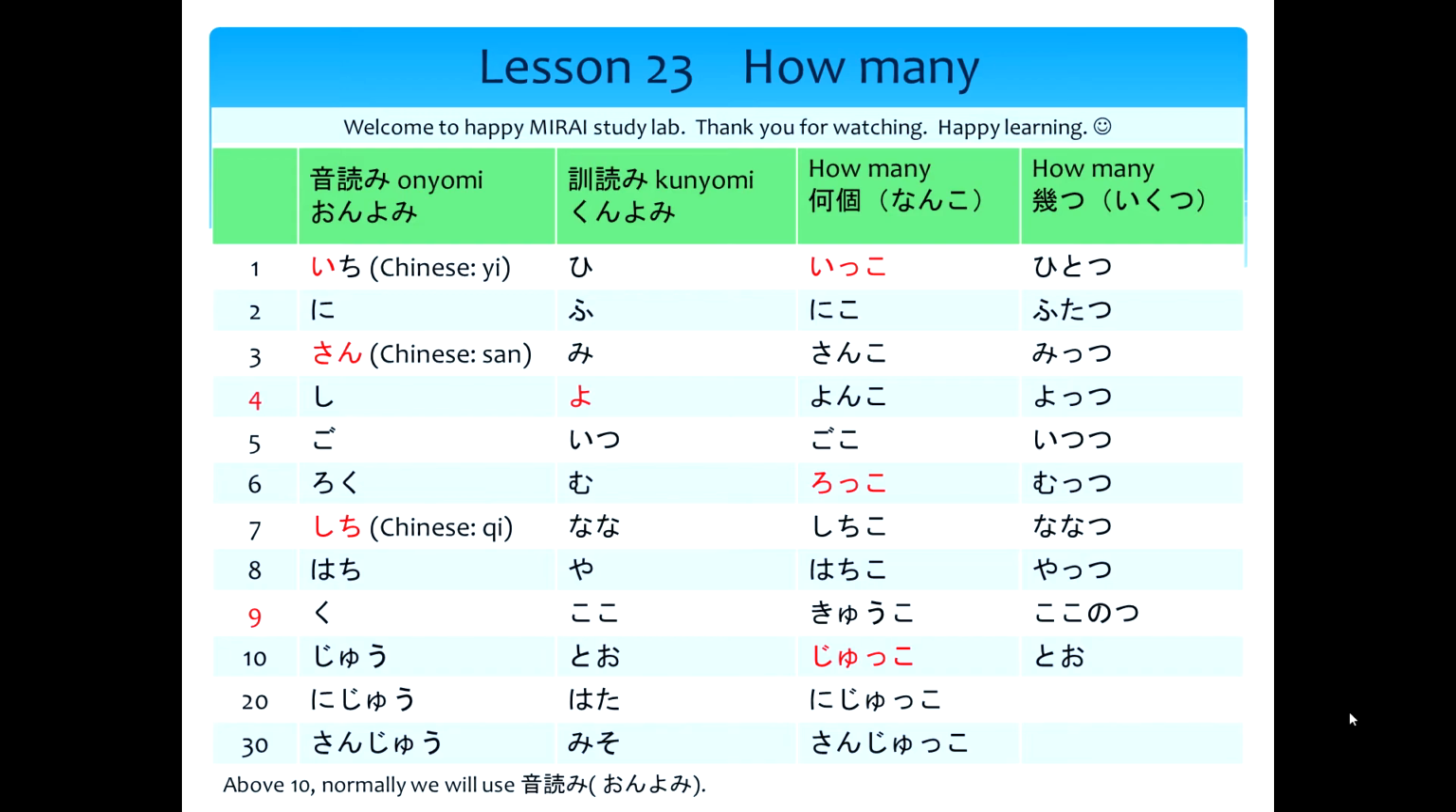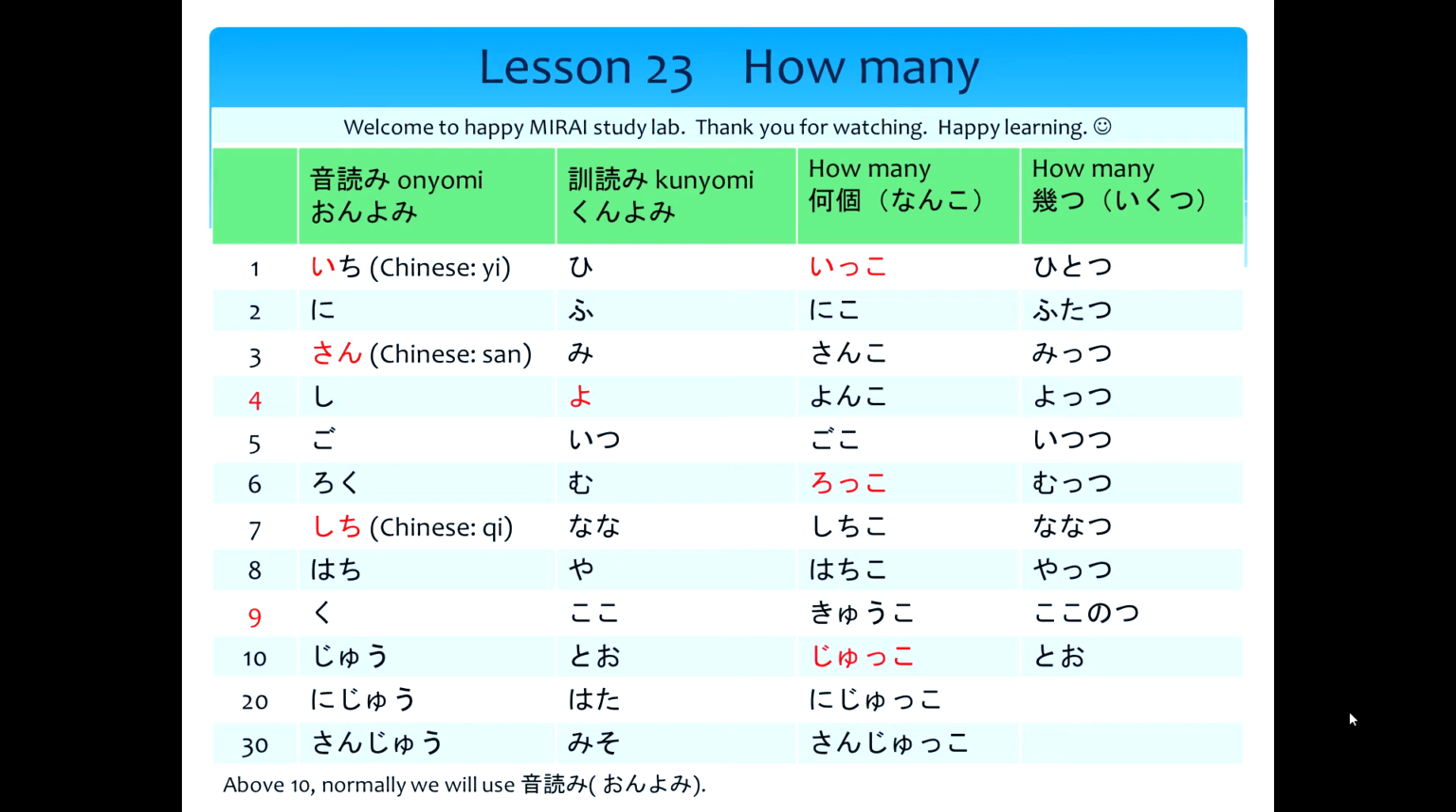As I mentioned just now, above 10 we normally use the onyomi counter already. That's why above 10 we no longer introduce the kunyomi. If you learn from a lot of textbooks or website materials, you can see the kunyomi counting is normally 1 to 10. Both onyomi and kunyomi are used very commonly.